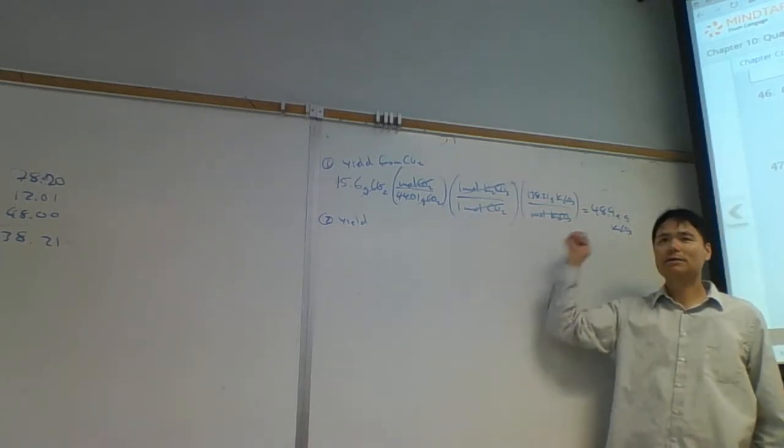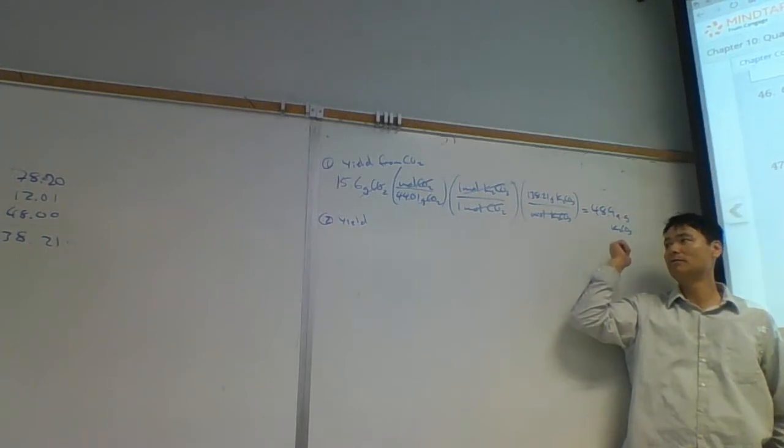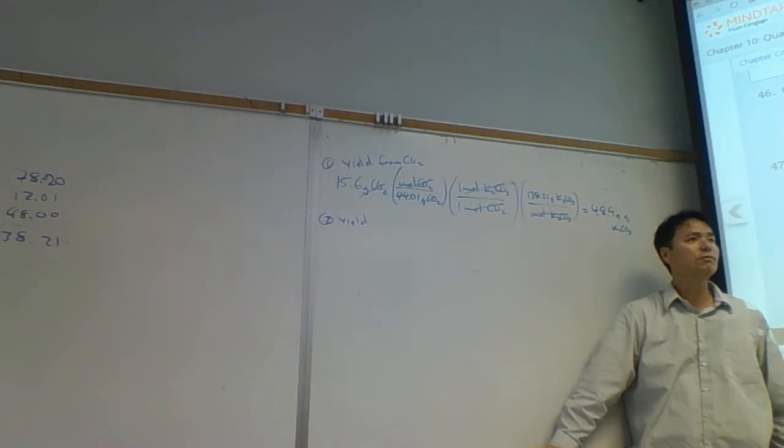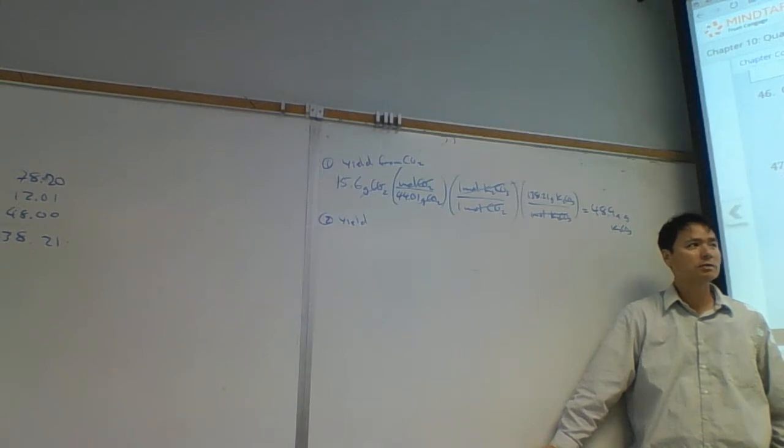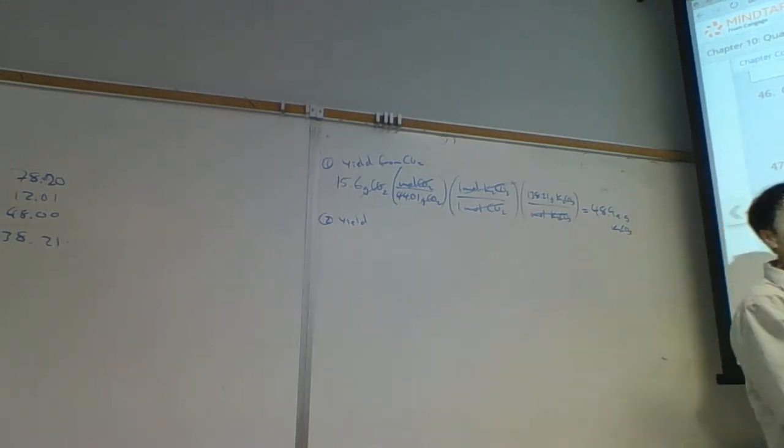In other words, I call this the maximum yield of potassium carbonate from 15.6 grams of CO2. If we used all of it, this is how much we form. But we don't know if we'll use all of it, right? Because we don't know if we have enough KOH, the other ingredient. We need 2 ingredients for this, KOH.